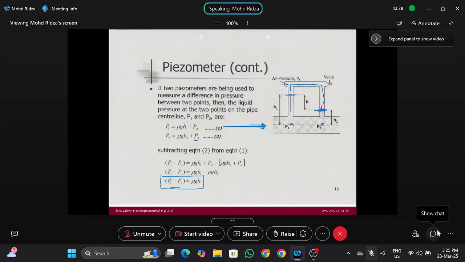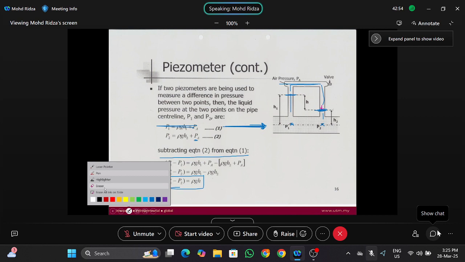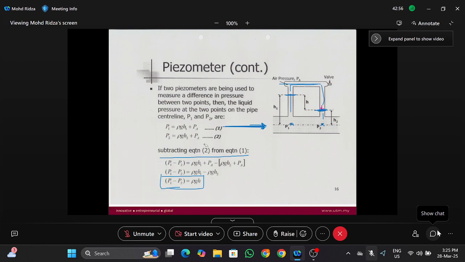So now you have the equation for P1 and the equation for P2. You subtract equation 2 from equation 1. Why do we subtract? Because we want to remove this PA. It doesn't matter what the value of PA is, we just remove it to make things simple. When you subtract 2 from 1, PA and PA cancel each other, and you have P1 minus P2 on the left hand side. On the right hand side, we have rho g H1 minus rho g H2.